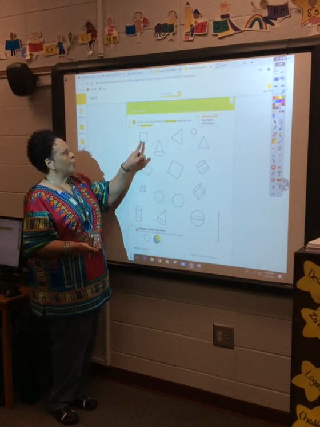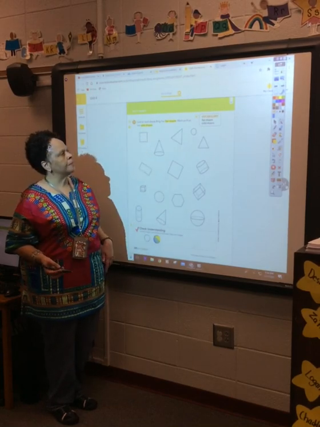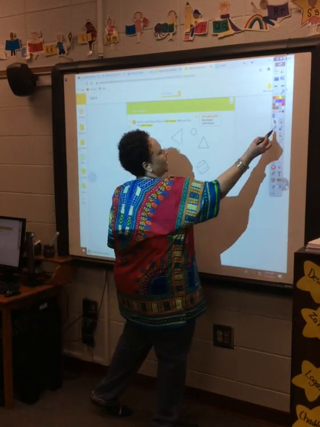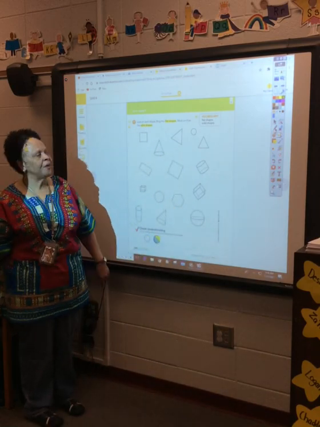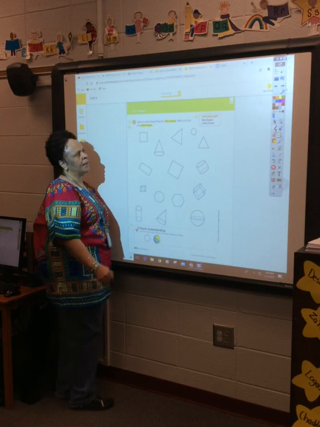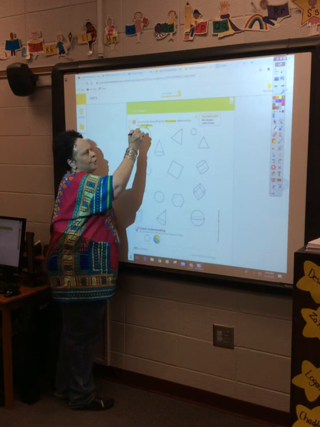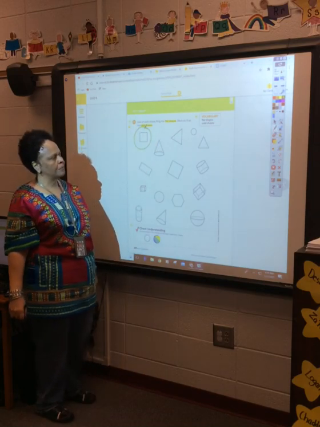Okay? So what about a square? Is a square a solid shape or a flat shape? Flat shape. Very good. So are we going to circle it or put an X? Put a circle. Okay?